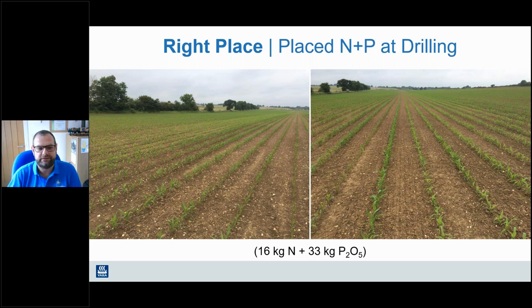You know, we're talking 16 kilos of placed nitrogen and 33 kilos of placed phosphate. But you can see on the right-hand pictures, if you pick the 2 rows out, it's clear as day. That crop where the fertilizer's gone is always going to be ahead, much healthier crop.